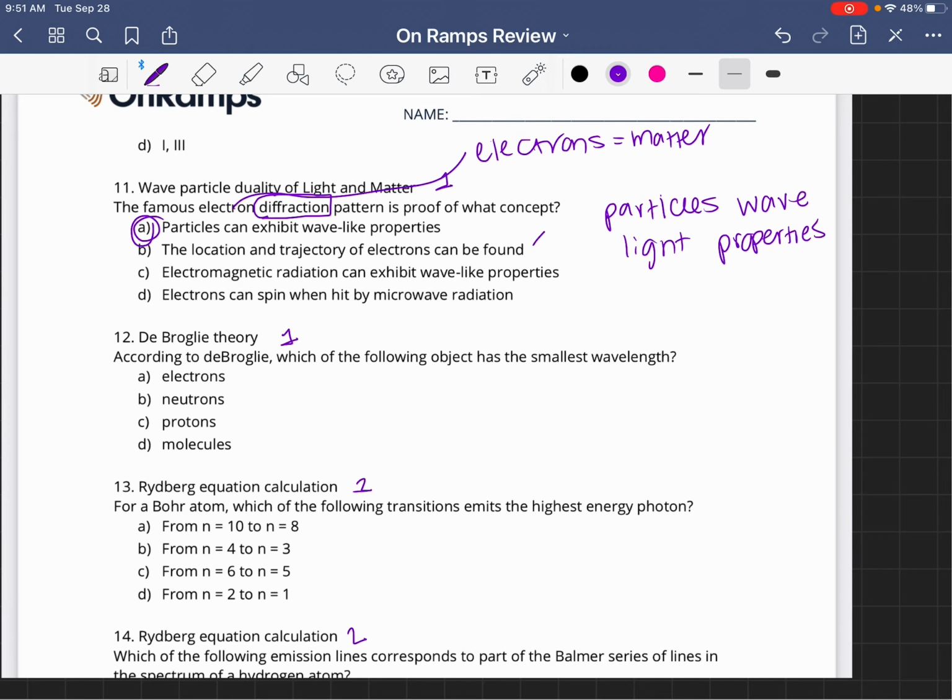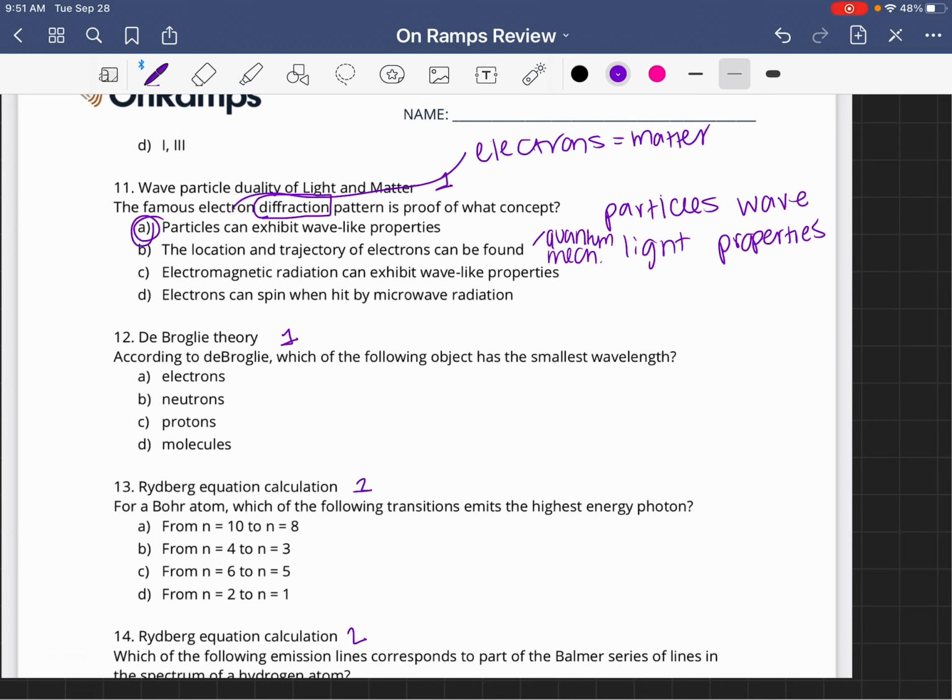What gave the location is quantum mechanics for location and trajectory of electrons. And then, yep. Moving on to question 12.